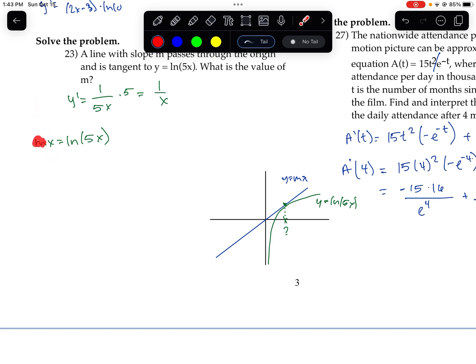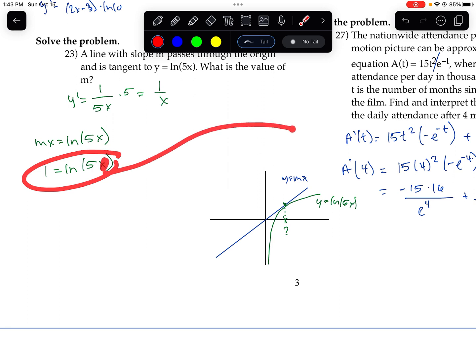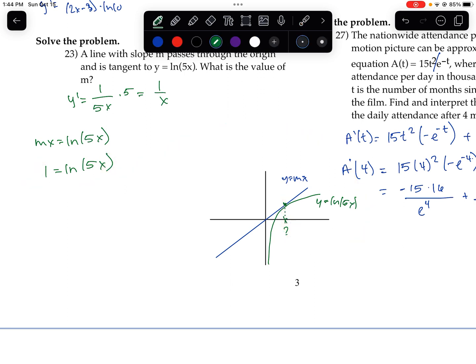So I'm going to replace m with the derivative, because at this given point right here, they will be equivalent. I'm going to substitute this 1 over x in for m. Since it's being multiplied by x, it's just going to be equal to 1. So I get 1 equals the natural log of 5x. And now it gives me an opportunity to solve for x. Remember that this x we're solving for is this value of x on the x-axis where they intersect. So I'm going to exponentiate both sides with a base of e, which makes those cancel. So I get e equals 5x, and that means x equals e over 5.